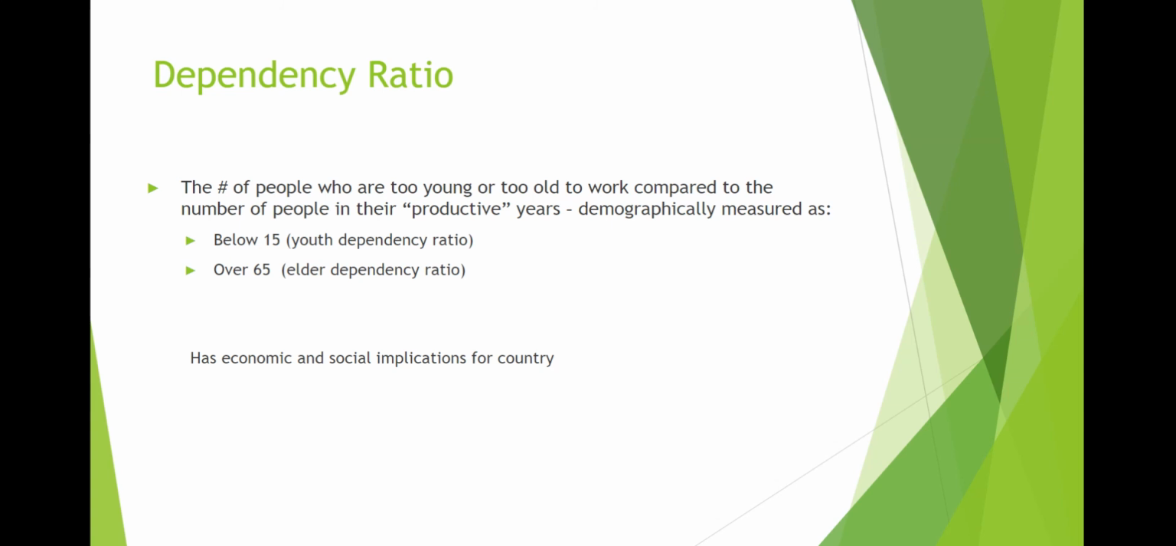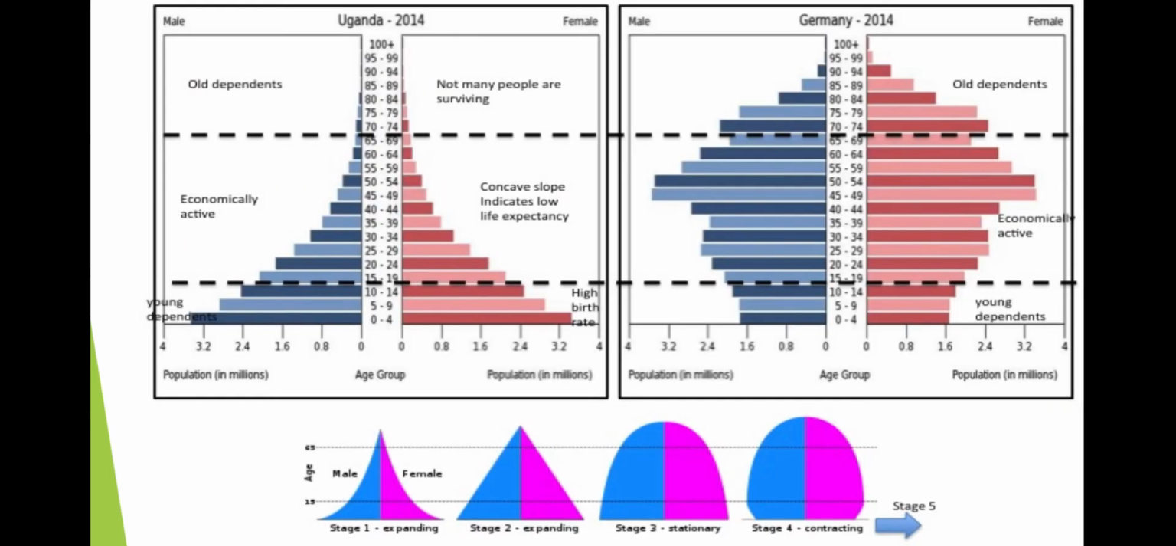But basically, from an economic standpoint, it's useful to look at how many people within a country are essentially being supported by the economic age groups within a country. So it's interesting to look at what percentage of the country is below 15, what percentage of the country is over 65, and that has some interesting economic and social implications for a country. So to think about this, we're going to see a lot of population pyramids in the next couple of weeks. So this is your first taste of population pyramids.